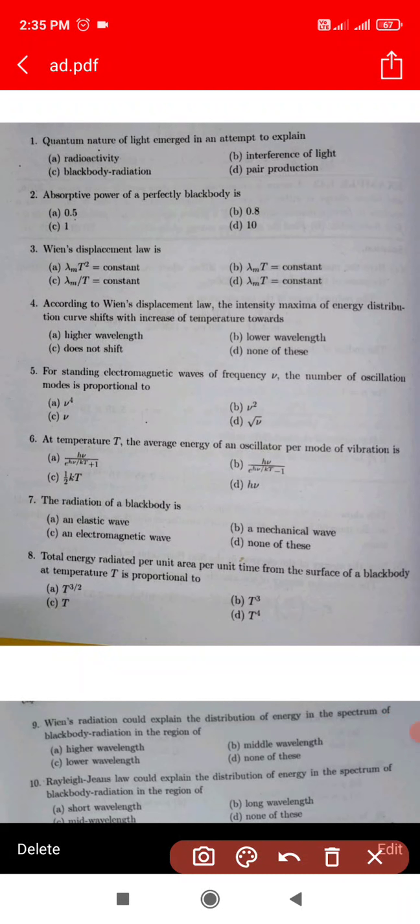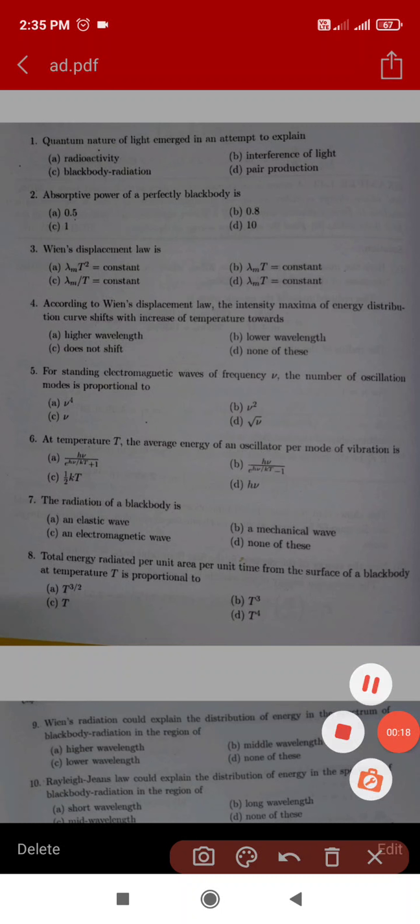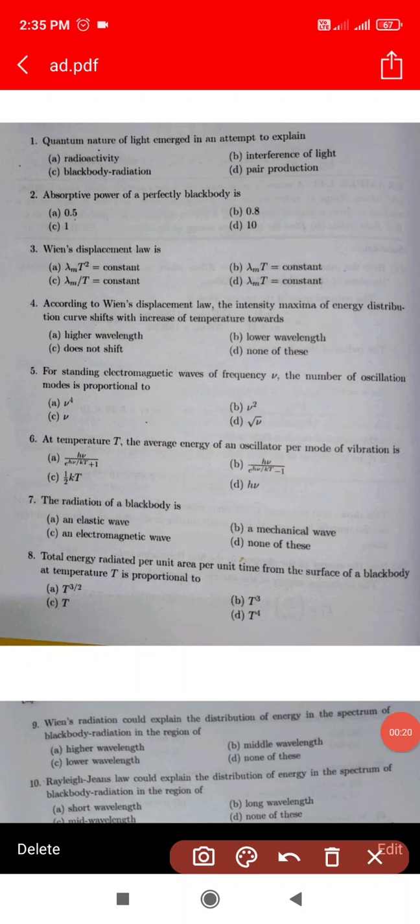Today we are discussing some of the objective type questions in wave mechanics. These are useful for the KSET and also for the PGCETs for the physics subject. So first, let's see the first question. Quantum nature of light emerged in an attempt to explain: the answer is black body radiation.